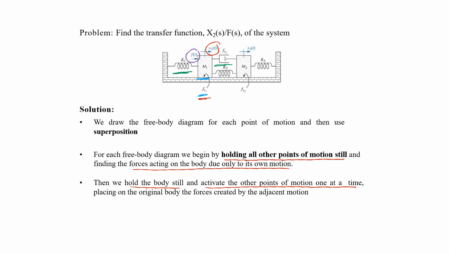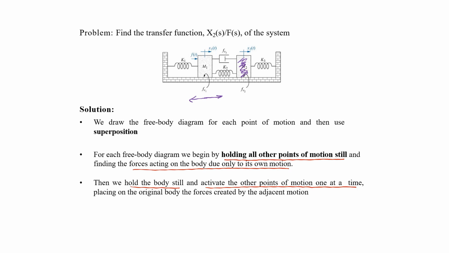For example, firstly I want to find the free body diagram for M1. So what I will do is hold M2 still and move M1, and we can see that M1 can be moved in this direction as well as in the other direction.